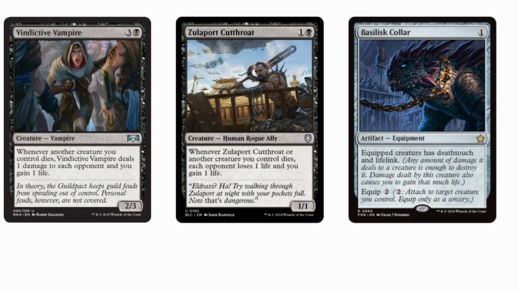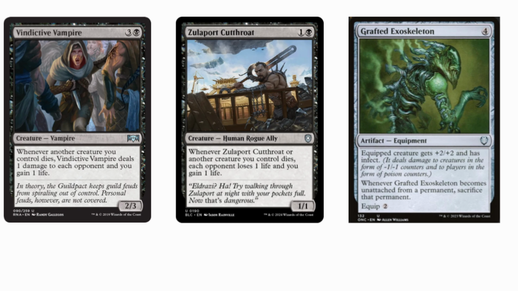One way you can see why this is relevant is that if you had a Basilisk Collar, you'd be losing out on value by equipping it to your Cutthroat, who only causes your opponents to lose life. Equipping it to your Vindictive Vampire is the much better play, because the creature itself is dealing the damage to your opponents, and you'll gain additional life from the lifelink. The same goes for Infect. There's no benefit to equipping your Grafted Exoskeleton to your Cutthroat, aside from it becoming a 3/3 with Infect. But equipping it to your Vindictive Vampire allows you to deal Infect damage to your opponents off of its triggers, and this can end a game very quickly.